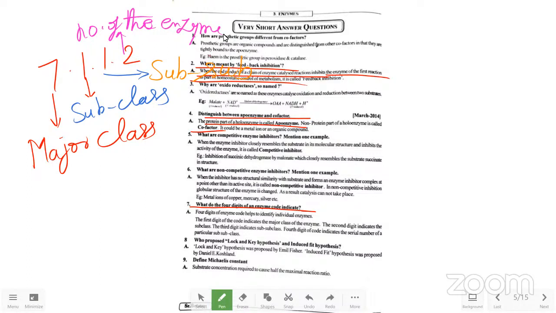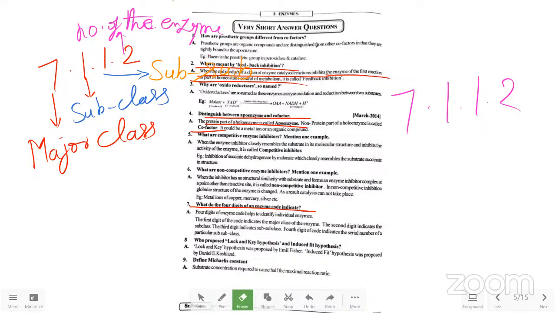That is what they will say with the 4 codes. So the first code represents the major class of the enzyme, the second code represents the subclass, the third code the sub-subclass, and the fourth code represents the number of the enzyme in the subclass of the enzymatic classification.